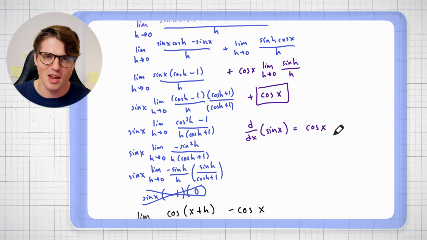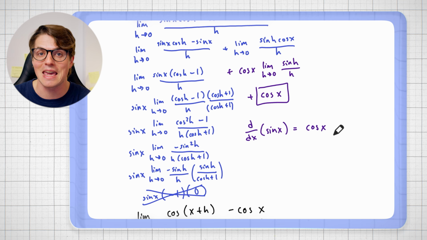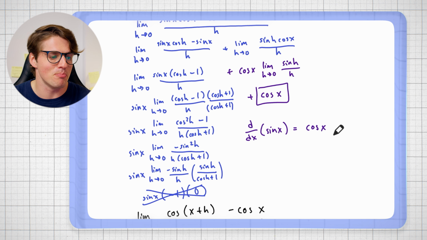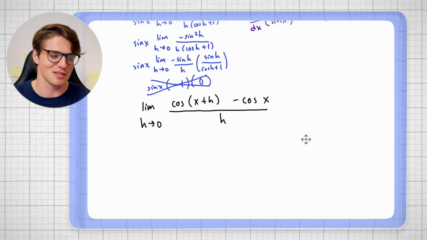Okay, we do not have to do that ever again. I wanted you to see it. I think it's interesting to see where it comes from and that we can get this limit, this derivative. But when you're doing this as a student, the derivative of sine of x is cosine of x. That's it. You don't need to worry about this.